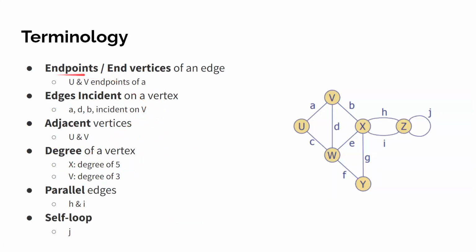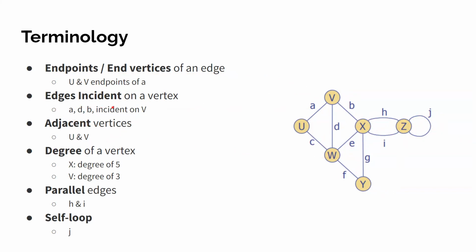Okay, there are endpoints and end vertices. An endpoint, or end vertex, is basically where an edge ends and starts. So you take U and V. These are endpoints of A. X and Z are endpoints of H and I. Z is an endpoint of J, endpoints, should I say. So on and so forth.